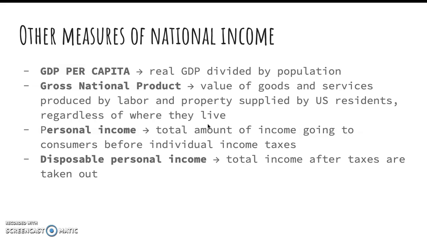You also have personal income. So this is the amount of income a person has before individual taxes. And then you can also look at the disposable personal income. This would be the amount of money after taxes. So that's actually what people are able to spend.